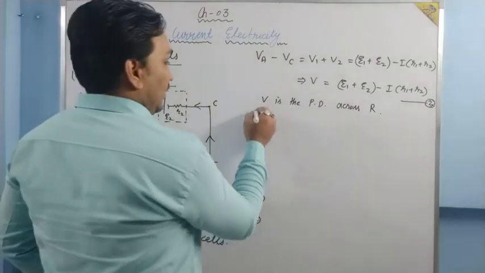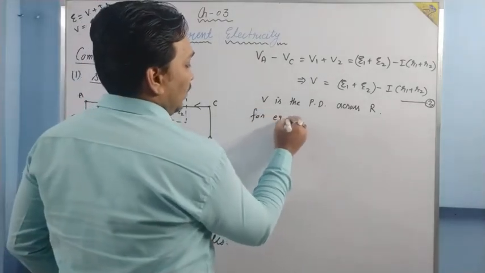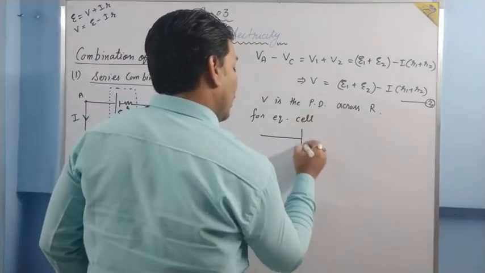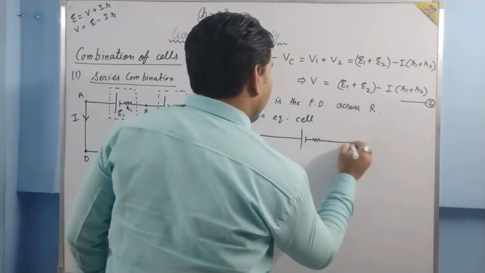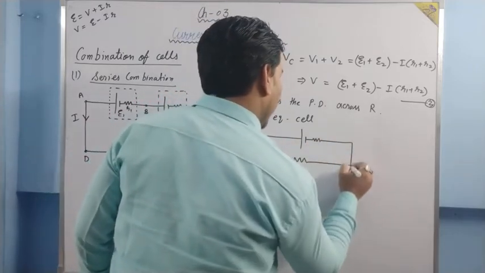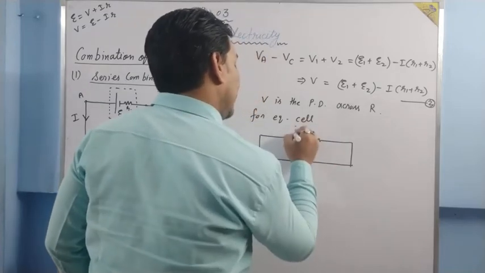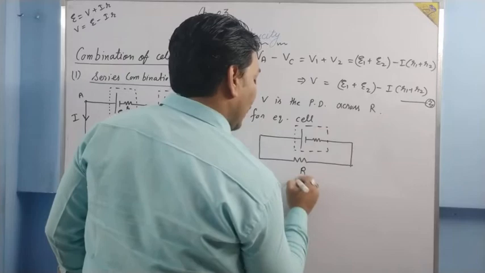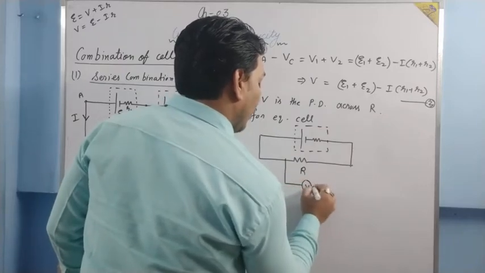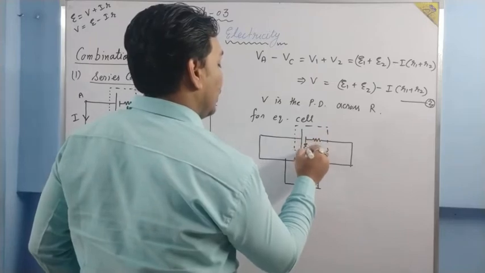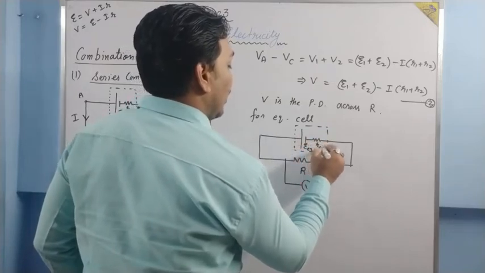Okay. Now for the equivalent cell, the circuit will look alike. Only one cell will be there. Same resistance, capital R, is connected to it. And what we see is that capital R will have the same potential drop V. Its equivalent EMF is E equivalent and its internal resistance is R equivalent.